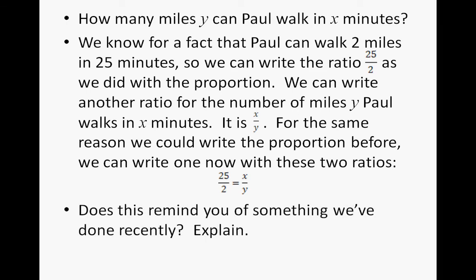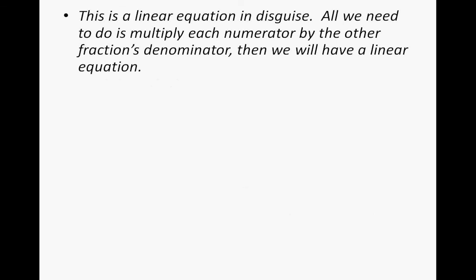Does this remind you of something we've done recently? Explain. Well, this is a linear equation in disguise. All we need to do is multiply each numerator by the other fraction's denominator, then we will have a linear equation. So we would have 25y equals 2x.